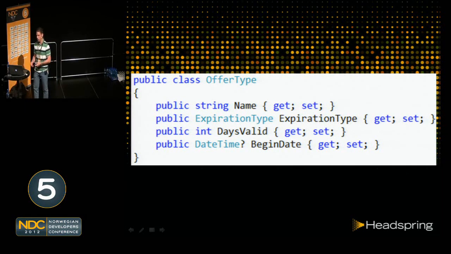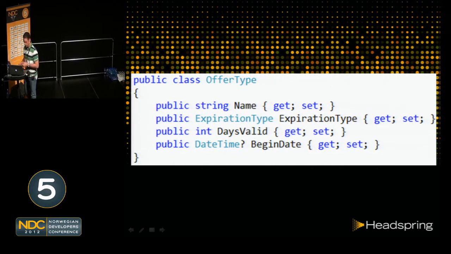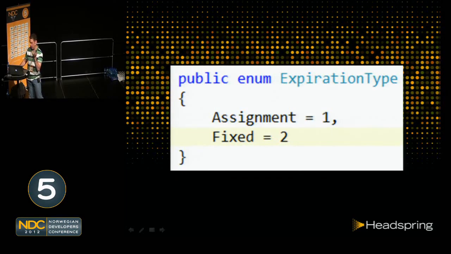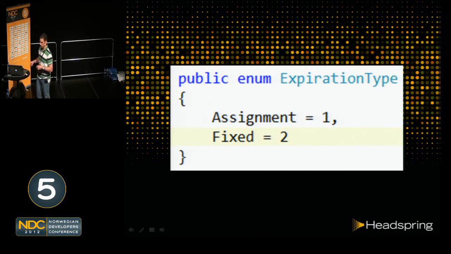If I issued it to you today, it would be good until, let's see, what's the day, the 6th? It'd be good until the 16th. So different behavior for different kinds of offers. And the expiration type just describes what kind of expiration it is, and that's just a simple enum that has one, it's assignment based, and the other is a fixed date.